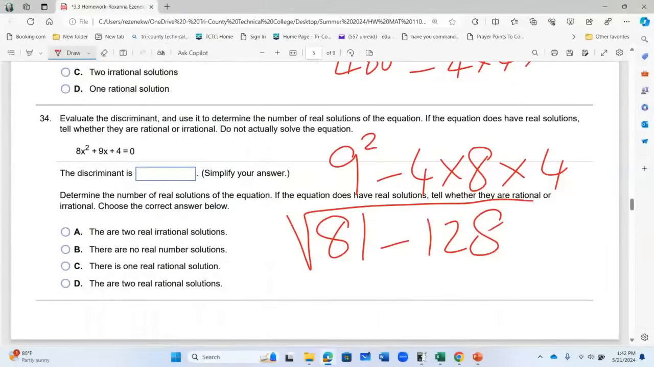So 81 minus 128, you already know that the value inside the radical sign is negative. Therefore, you have two imaginary solutions. I hope you agree. If you subtract 128 from 81, you have a negative. The two of them, one is the real part, the other one is the conjugate. And by the way, remember to write the imaginary solution in standard form, where the real part is without i, and the imaginary part has i.